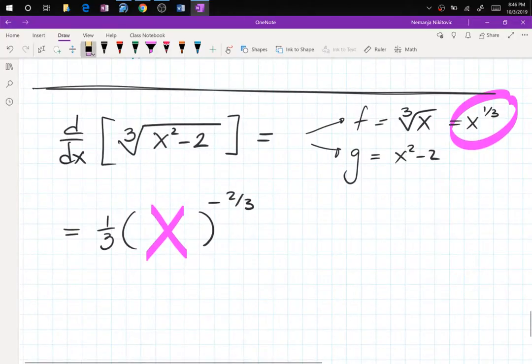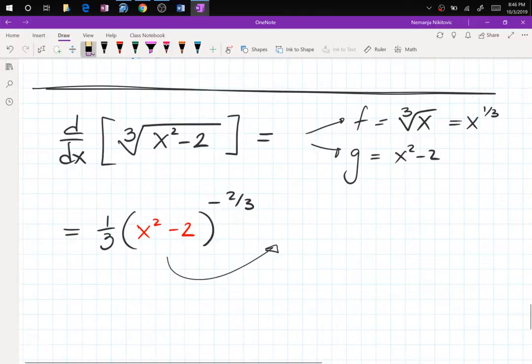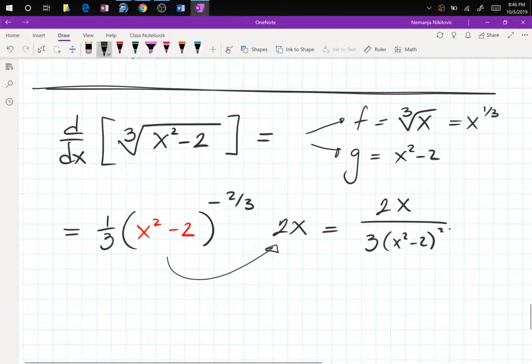Now I call that the guts. So here's the guts. And then the chain is the derivative of the guts, which is 2x. So it becomes 2x divided by 3 times x squared minus 2 to the 2/3.